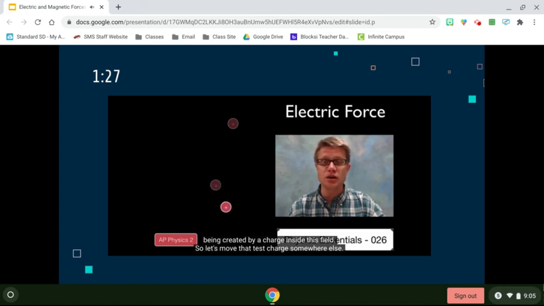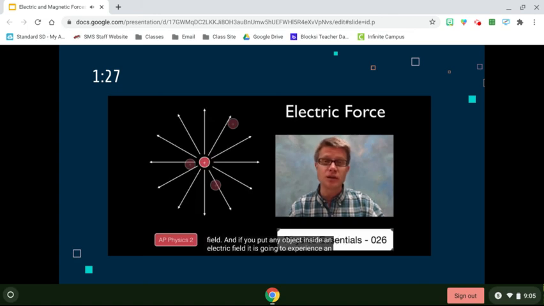So let's move that test charge somewhere else. See, it's accelerating away a little bit more quickly. Now let's put it right here. So it really accelerated quickly. That means that there must be a charge somewhere around here, and it's a positive charge because it's pushing that positive test charge away. And so we could represent that field with these field lines. It's a vector electric field.